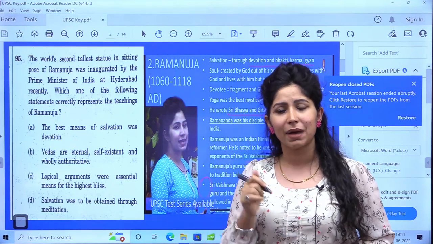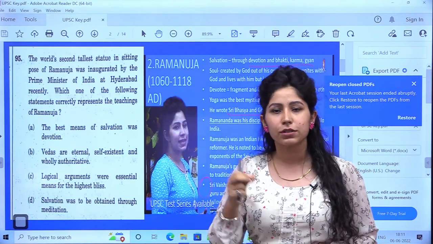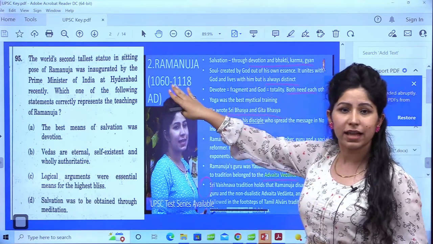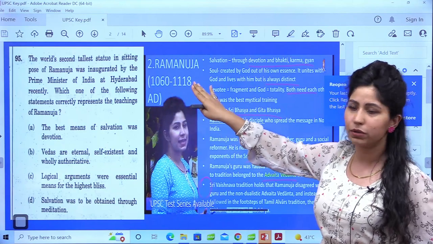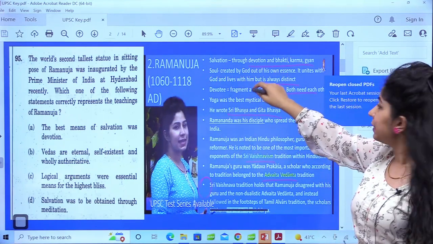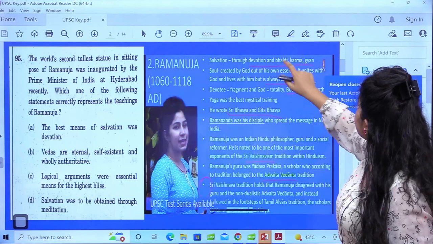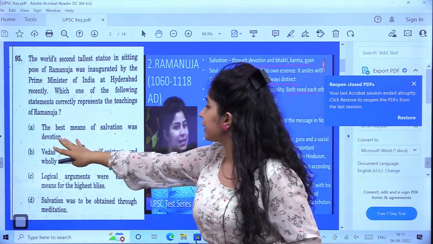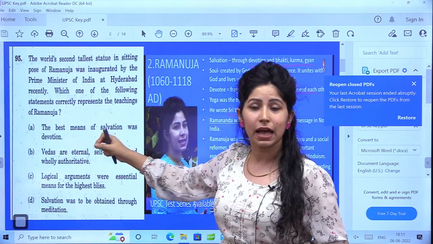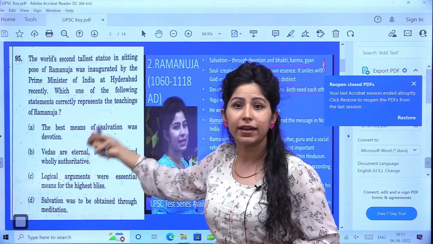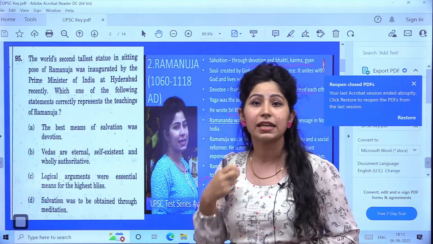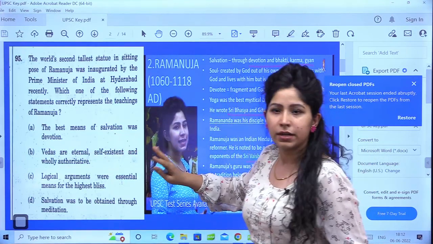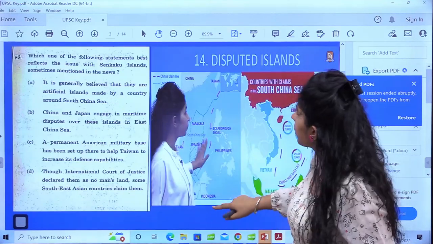So if you go back to my series on Prelim Sprint in the Bhakti and Sufi movement, lecture 1, the second thinker that we discussed from the Bhakti movement was Ramanuja. And if you look at the first line here, that salvation can be attained through devotion and bhakti, karma and gyan, and that is exactly your first option. So your question is directly solved. This is a direct question. You do not need to go anywhere else except our YouTube channel. So the best means of salvation was devotion. So this was the answer.